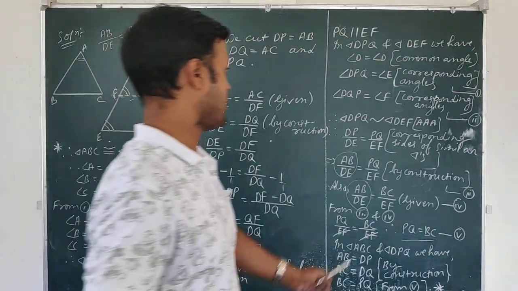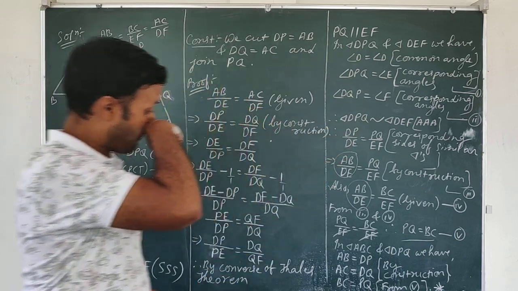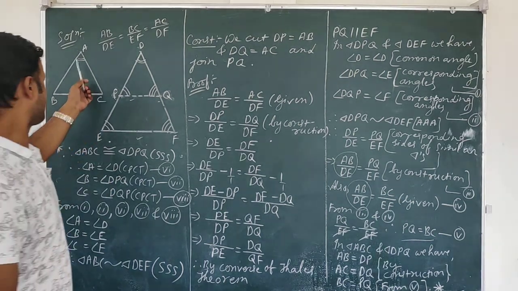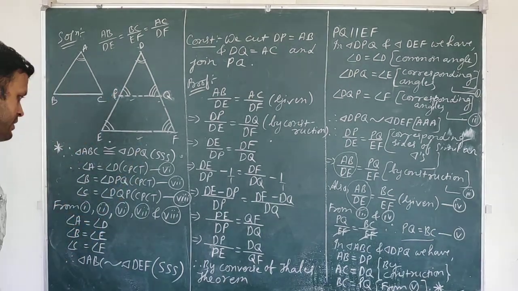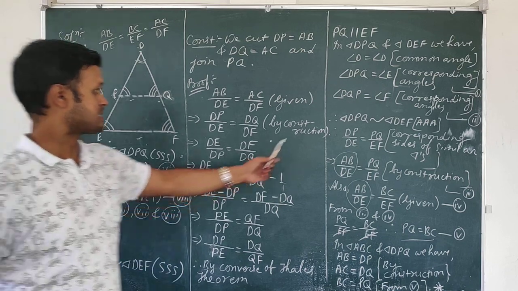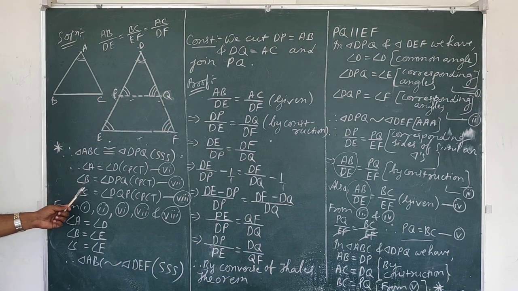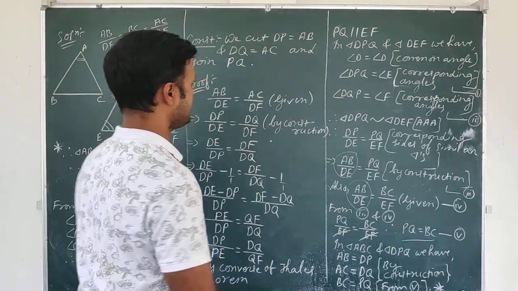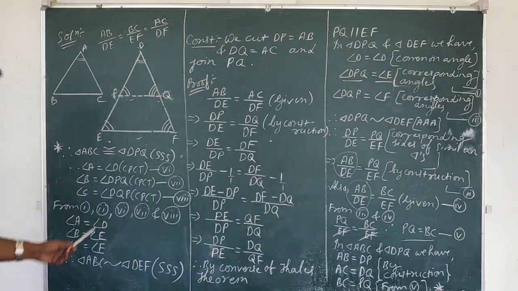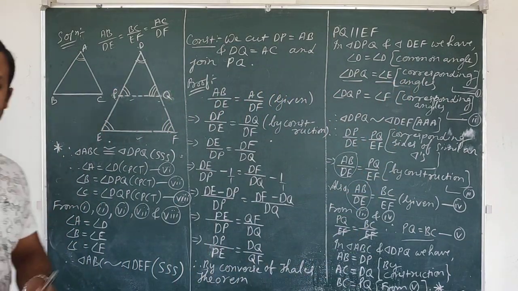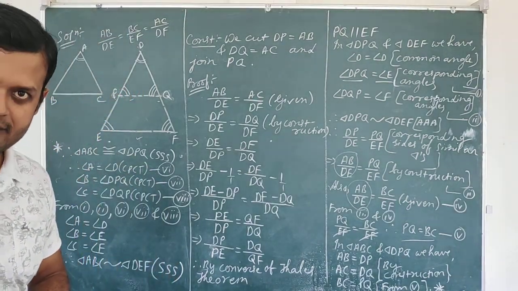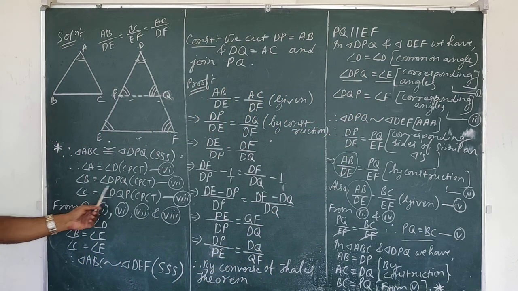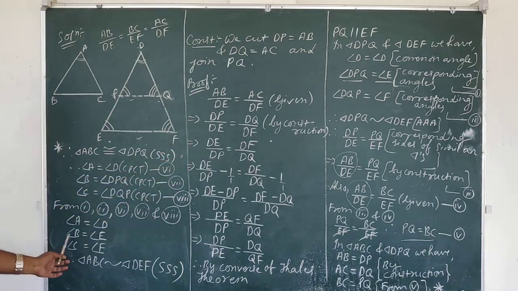So now you see from 1 and 2, what are the things that we have? Angle A is equal to angle D, we already have this; we need to prove it, and in number 6 we already have it. But compare number 7 and number 1. Angle B is equal to DPQ, and here DPQ is equal to E. Things which are equal to the same thing are equal to one another, isn't it? So angle DPQ is equal to E here, and angle DPQ is equal to B here. That means angle B is equal to angle E.